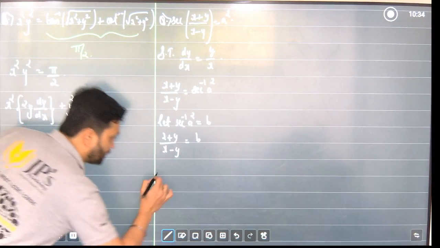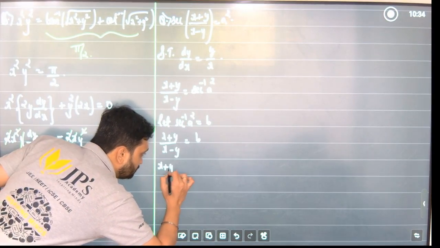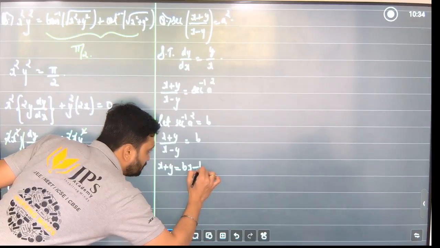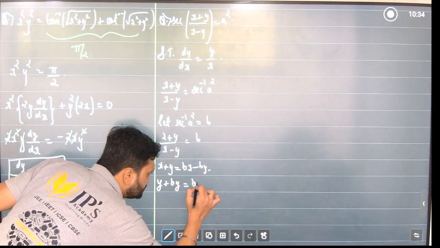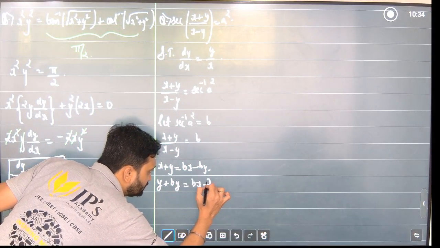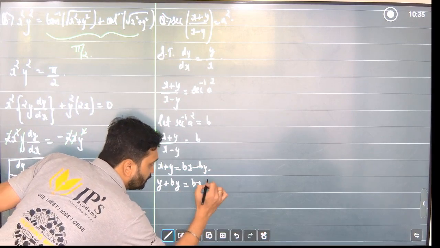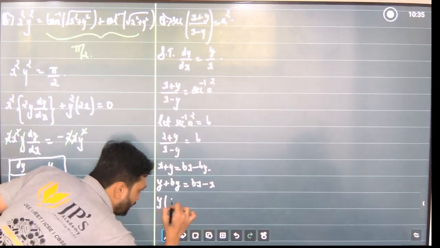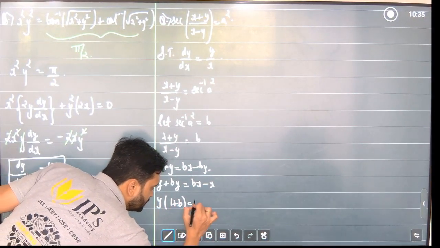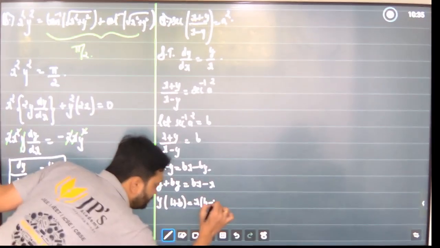Now see this. So if I do x plus y is equal to bx minus by, therefore y plus by is equal to bx minus x. Therefore y bracket 1 plus b is equal to x bracket b minus 1.